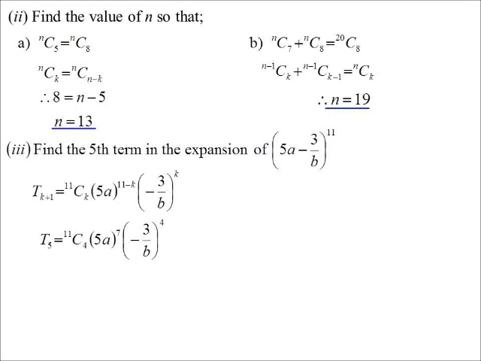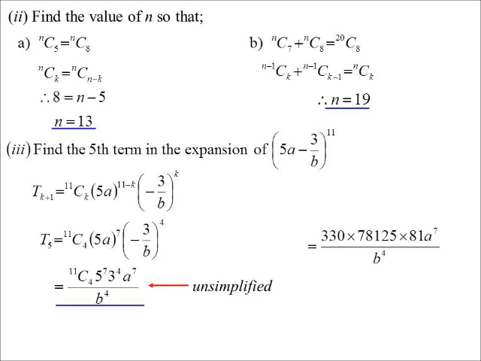So if I substitute in 4, 11C4, 5a to the power of 7, negative 3b to the power of 4. And because I'm lazy, I've just left it as 11C4, 5 to the power of 7, 3 to the power of 4, because that's going to be a really big number. So that is unsimplified. If you actually want to work out that number, see how big it gets, 330 times 78,102. There it is. Cool, what is that? 2,088 million. Wow, it's big. 2 billion.